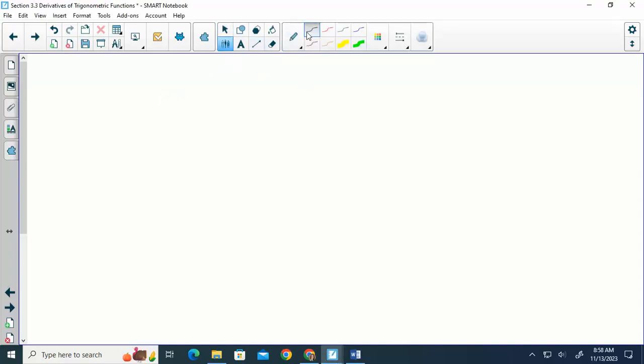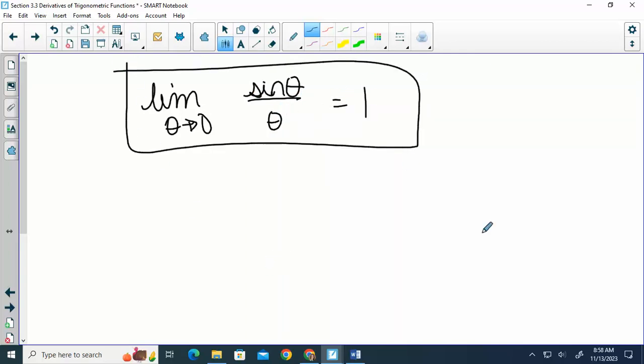We are going to be using something from the very beginning. I think it was on the first page of these notes, and we'd seen it before this section. The limit as theta approaches 0 of sine theta over theta equals 1. We are going to be using this to solve some different limits.